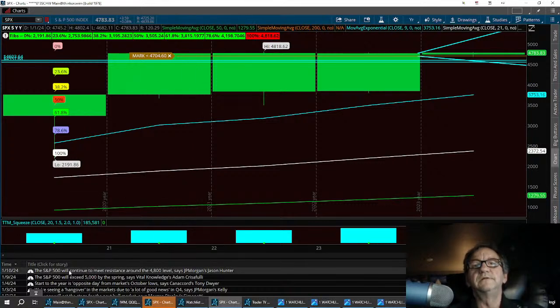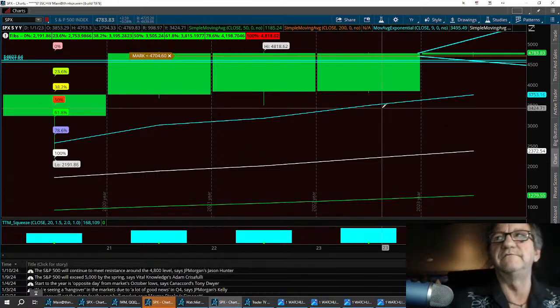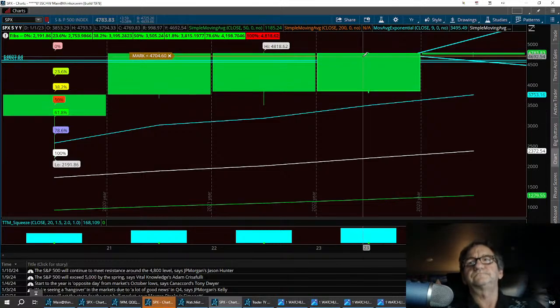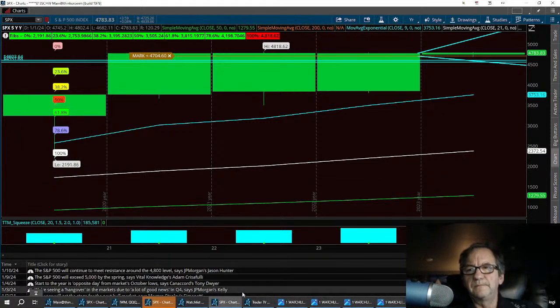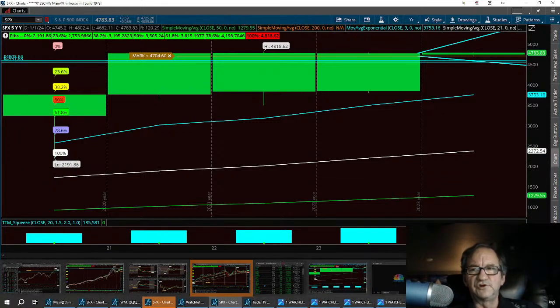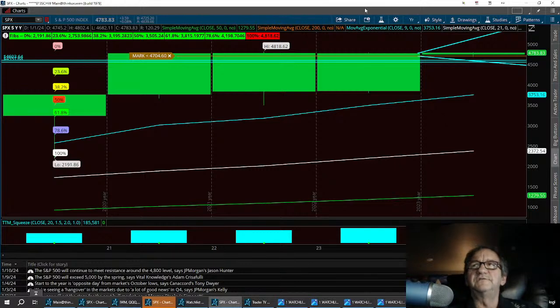The S&P will continue to meet resistance around the 4,800 level, says J.P. Morgan's Jason Hunter. They weren't saying that stuff at the end of the year. I was. Again, I'm 2 weeks ahead of them. I think charts really matter. I'm a chartist, not an artist, not a fundamental trader. So that's it. We'll catch y'all later. Have a blessed day.